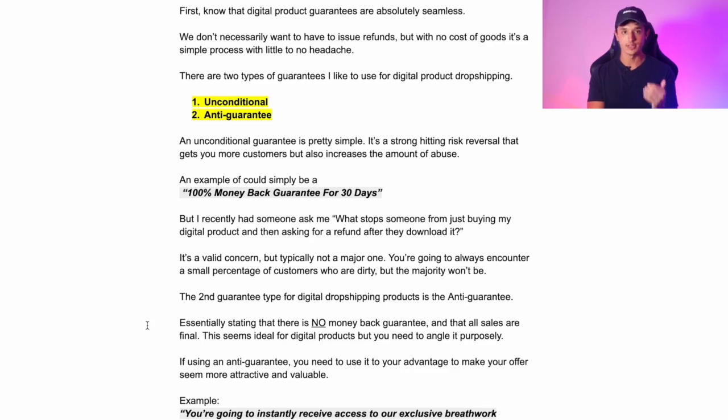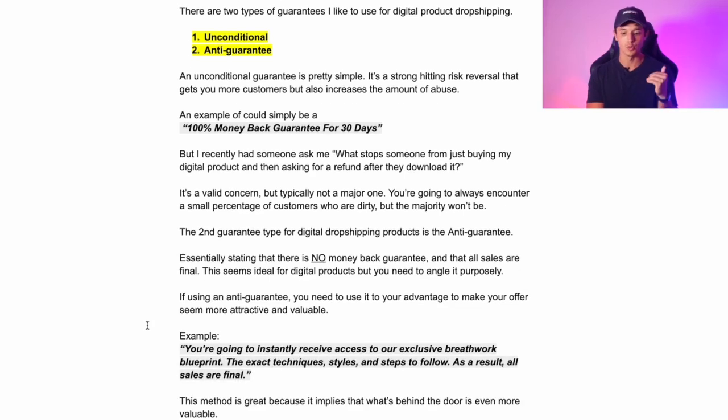This does seem ideal for digital products, and for some it is, but you really need to angle it purposely, because when you're using an anti-guarantee, you need to use it to your advantage to make your offer seem more attractive and valuable, not the opposite way. You don't want your customer to see your anti-guarantee and be like, oh, they're just trying to take my money. It just doesn't seem like a good deal. Instead, you want to use it to your advantage.